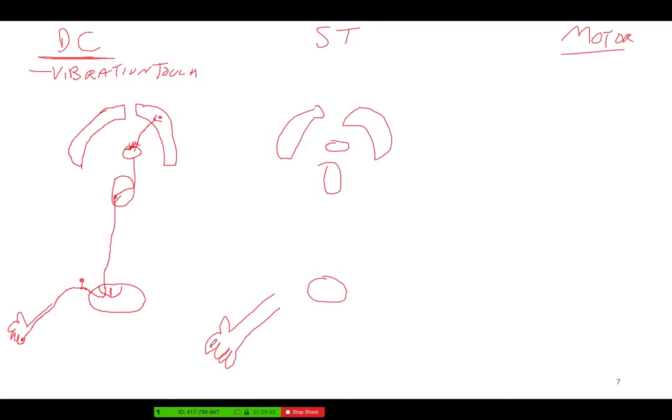So here is the sensation of, oh my God. Oh, I hate when that happens. Okay, let's just draw this out one more time, no problem. Okay, so here is our sensory cortex, the thalamus, medulla, spinal cord, and here's the hand.